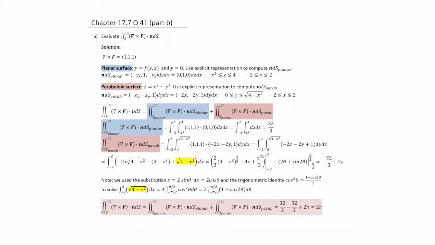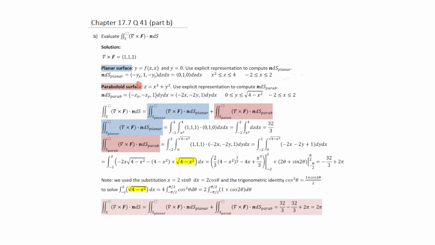So what we need now is the differential surface area for the plane surface. All right, y is equal to f of z, x, and y equals 0. That's basically the planar surface that was on the back side. So we can use the explicit representation to compute n dS for the plane. Now notice here that this isn't in the standard form that you're so used to, where z is a function of x and y. Here, y is a function of z and x. You effectively treat it exactly the same, but now you're taking partial derivatives with respect to y: y partial x and y partial z.